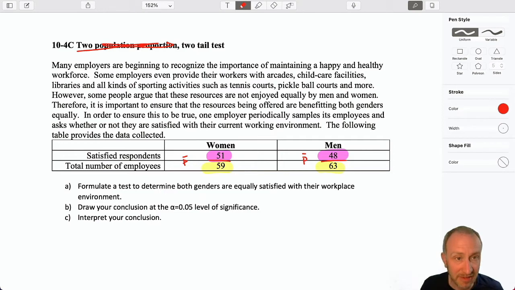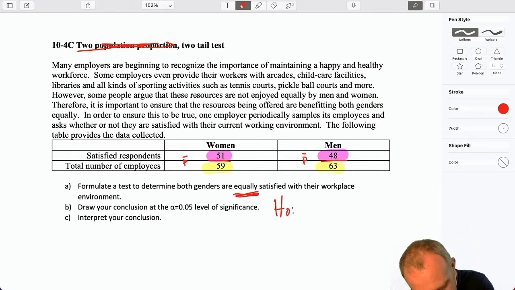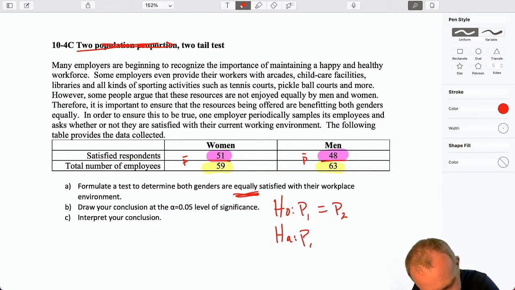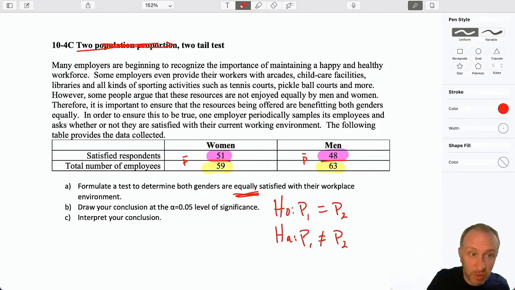How do I know what kind of test it is? Well, I just need to really carefully read the question. Formulate a test to determine if both genders are equally satisfied with their workplace environment. That's a big giveaway. I see the word equal, or equally satisfied. So that's telling me that this must be a two-tailed test. So I can set this up again as P1 and P2, and I haven't yet defined which population is one and which is two. I am setting up my test based on the wording, how the problem is stated. Here I see it's a two-tailed test, so that's how I set it up.